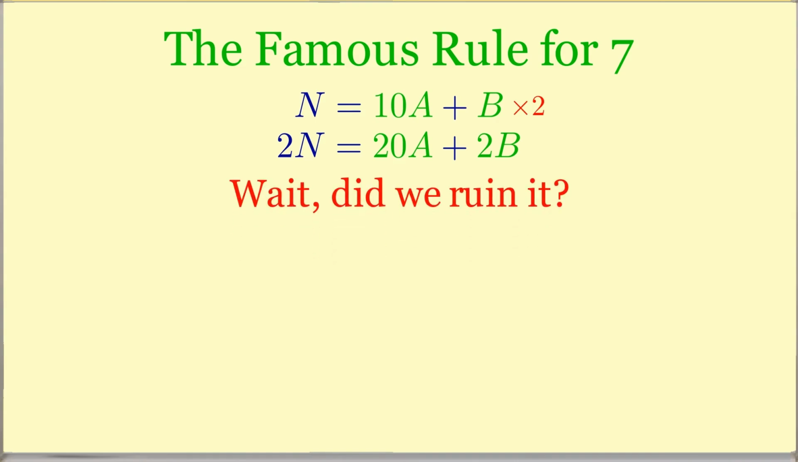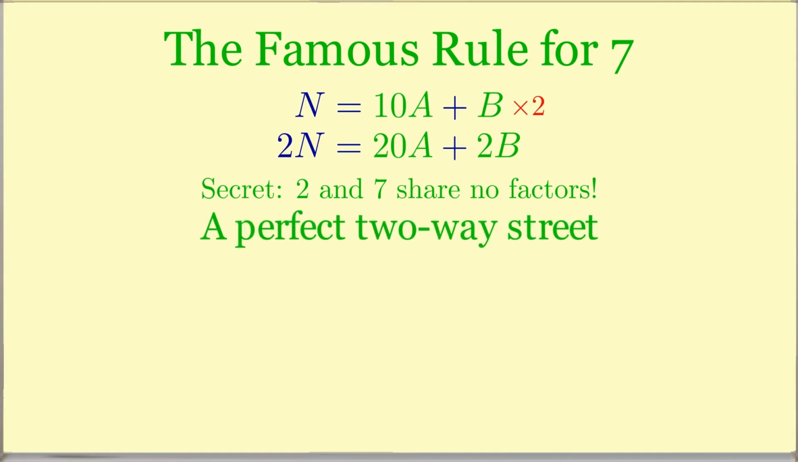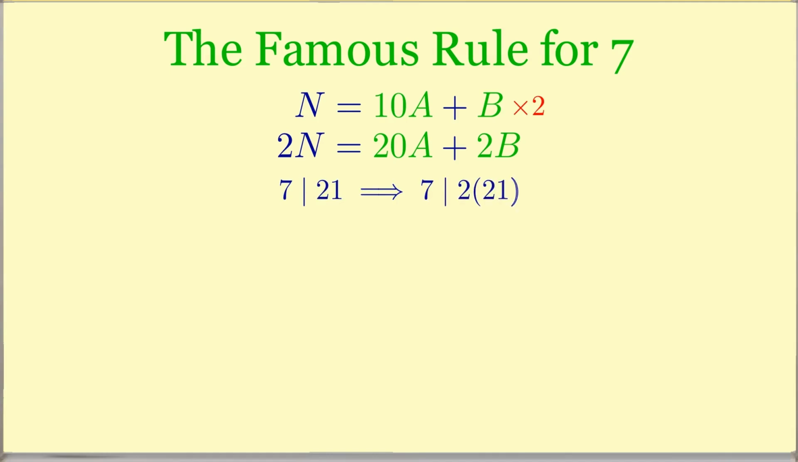But wait, if we double a number, haven't we completely changed it? How can testing this new doubled number tell us anything truthful about the divisibility of the original one by 7? Here is the secret. It works perfectly because of a massive mathematical catch. The number we are multiplying by, 2, and the number we are testing for, 7, share absolutely zero common factors. Because they have nothing in common, their relationship creates a perfect two-way street. Going forward is obvious. If 7 perfectly fits into a number like 21, it will obviously fit into double that amount, 42. You just have twice as many 7s.